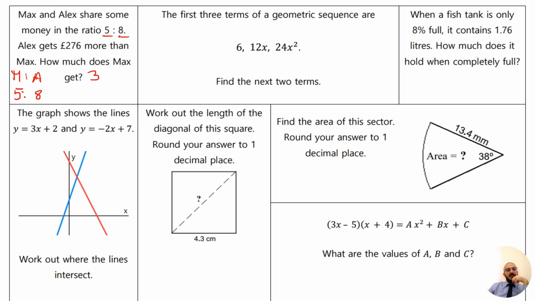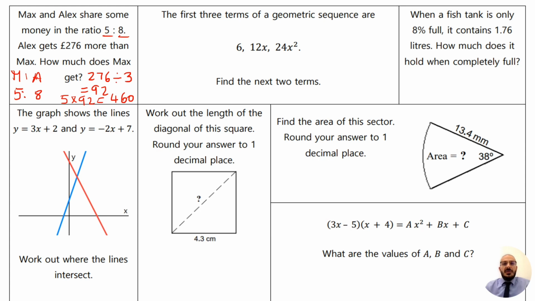So if 3 parts are 276, if I divide 276 by 3, I would be able to find out what one part of this ratio is. So if I do 276 divided by 3, that's going to give me 92. How much does Max get? If one part is 92 pounds, Max gets 5 times that, so it's going to be 5 times 92 pounds, which is 460 pounds.